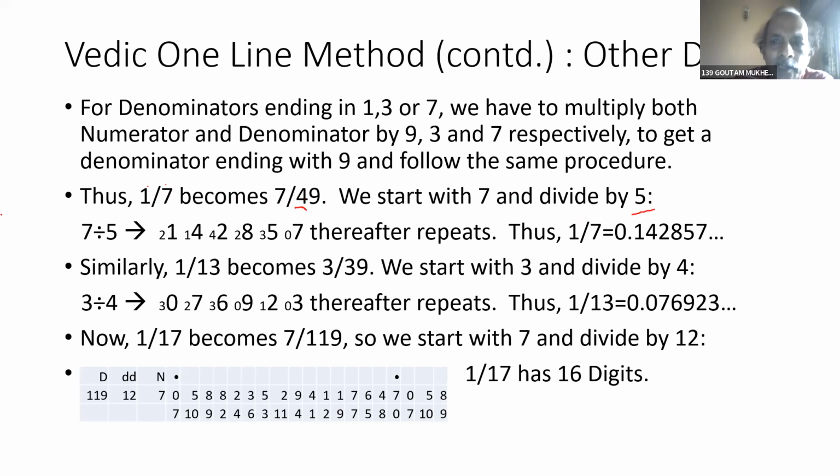4 plus 1 is 5. So I start dividing like this, and 7 divided by 5 becomes 1, remainder 2. So I write 21. This is the way it goes.